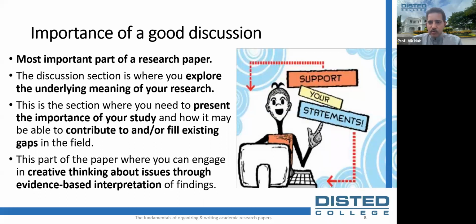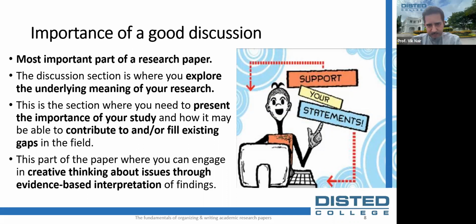If appropriate, the discussion section is also where you will state how the findings from your study have revealed new gaps in the literature that had not been previously exposed or adequately described. So this part of the paper is not strictly governed by objective reporting of information, but rather it is where you can engage in creative thinking about the issue through evidence-based interpretation of the findings. So your results section, the earlier chapter, becomes important, and you're trying to think critically to see why the finding is such. This is where you will infuse your results with some meaning.